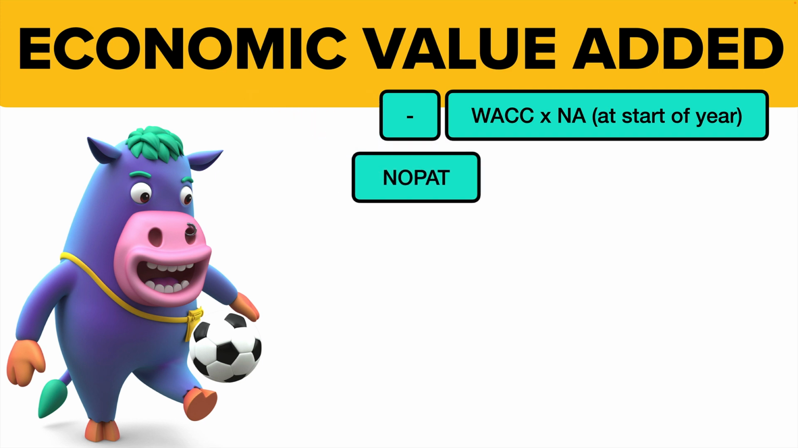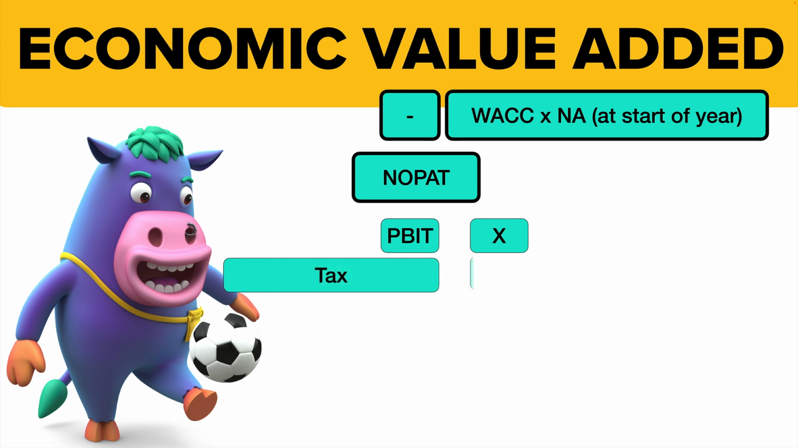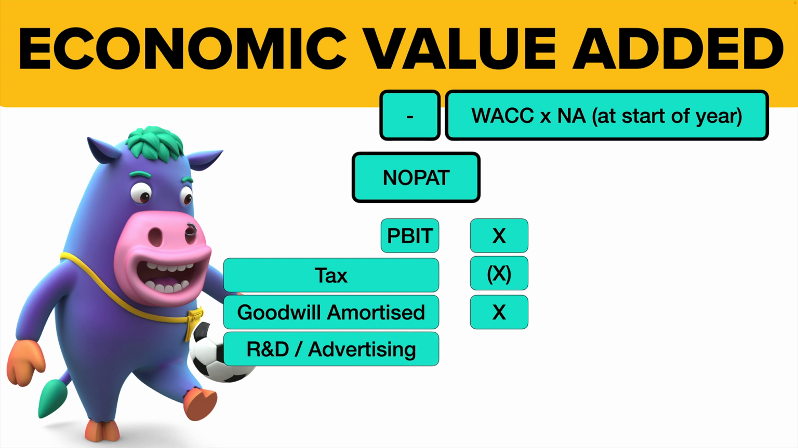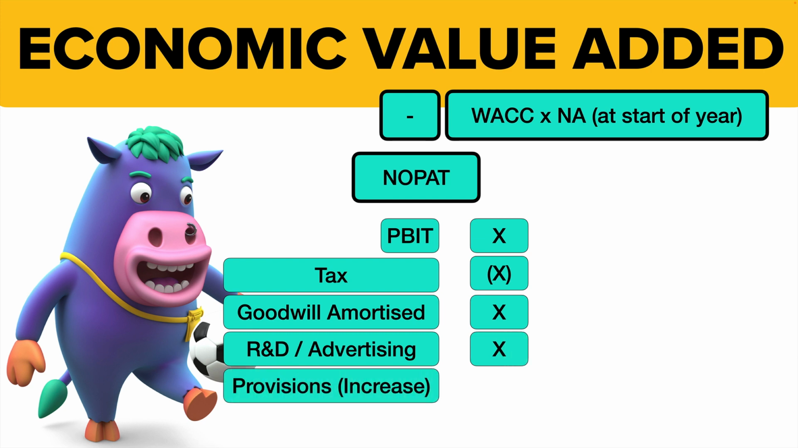I want to focus in this video on the net operating profit after tax. As I said, you take your profit before interest and tax, which is your operating profit, but I need to take tax off that. So tax comes off that immediately, and then I do all my little adjustments like goodwill amortized. If there's been any, I'll add that back. That's just an accounting distortion. Research and development or advertising, they're not expenses, they're investments for the future. So I will add them back. Any provisions, again, like doubtful debts, if there's been an increase, that's an extra expense, but it's an accounting adjustment. So I'd add that back.